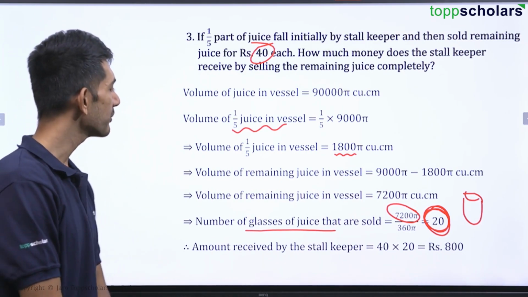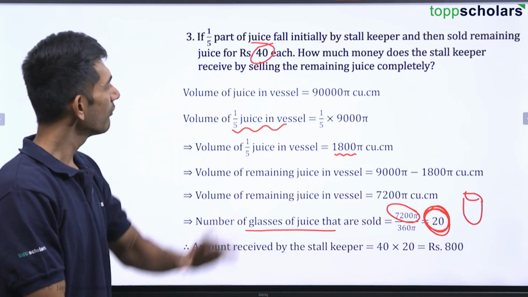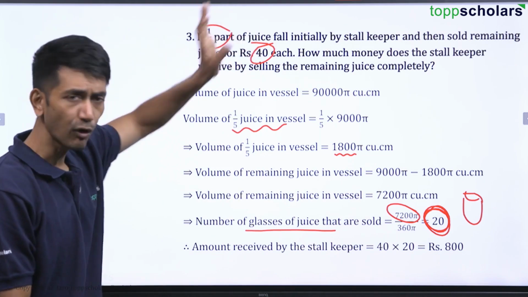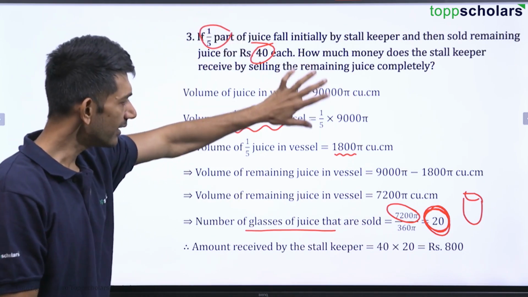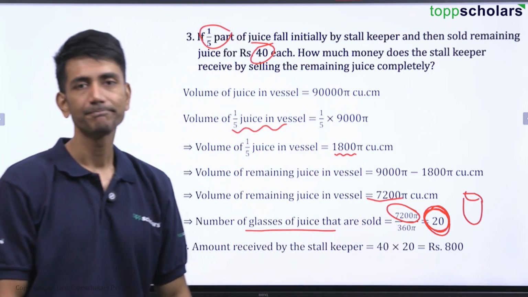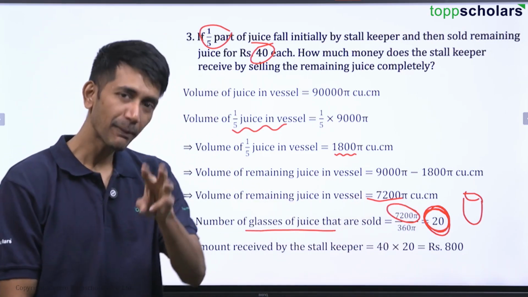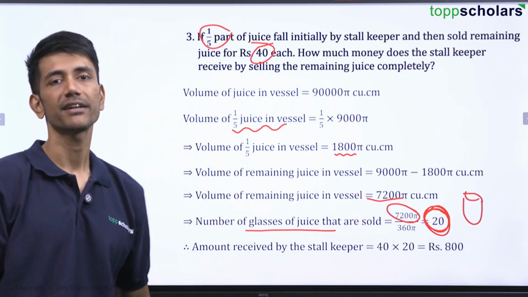That means he has made a business of 800 rupees by selling at 40, even if he keeps 1/5 part of the juice apart, that falls off initially, right? Still 7200 is remaining, and that is divided into 20 parts. And each part has 40 rupees. 40 into 20 is 800.